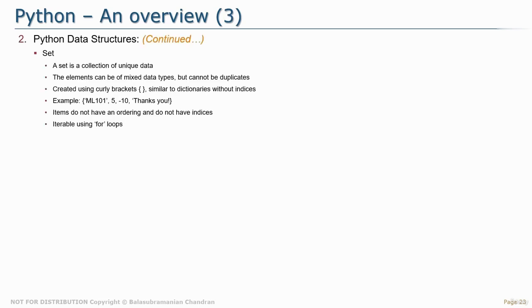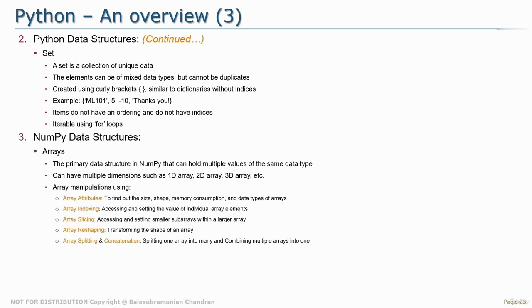Set. A set is a collection of unique data. The elements can be of mixed data types but cannot be duplicates. Sets are created using curly brackets, similar to dictionaries but without indices. An example: ML101, number 5, number -10, thank you, surrounded by curly brackets. Items do not have an ordering and do not have indices. Sets are iterable using for loops.